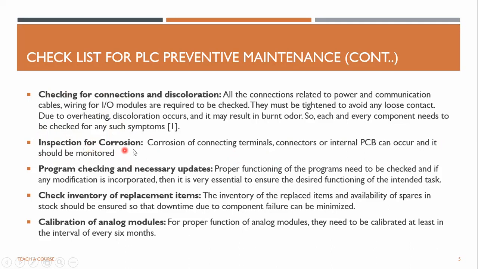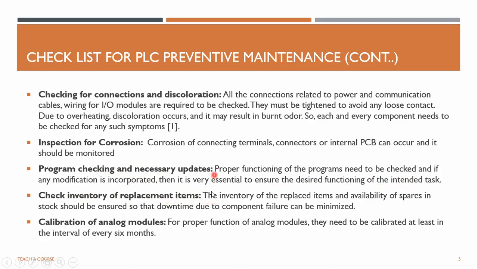And you can do the inspection for corrosion. Corrosion of connection terminals, contactors, or the internal PCB can occur, and it should be monitored. And program checking and necessary updates. The proper functioning of the program needs to be checked, and if any modification is incorporated, it is very essential to ensure the desired function of the intended task. So if you do any modifications to the PLC, make sure you have done it properly under the supervision of your engineers.